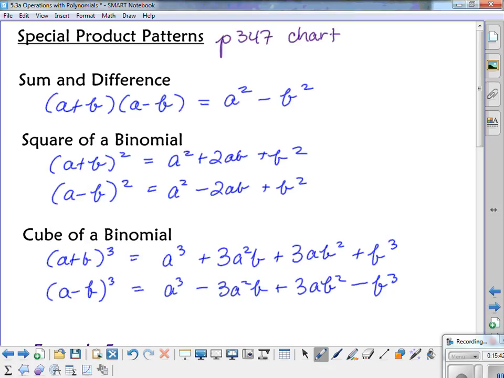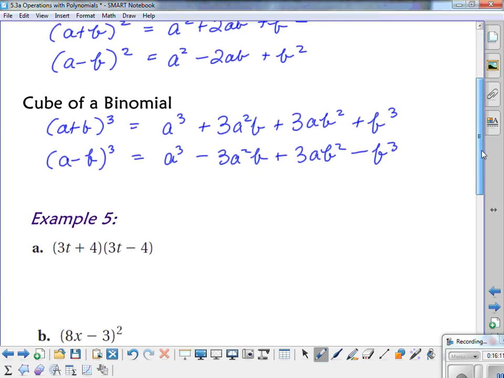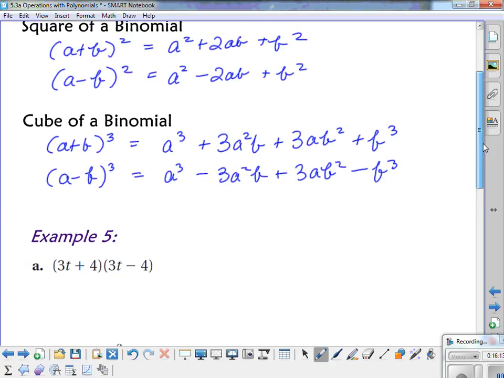Okay? Now, if you have a hard time memorizing this, what can you do? How could you figure it out if you don't remember the pattern? Just multiply it out. Okay? So it's not the end of the world if you can't remember the pattern. You just multiply. If it was x plus 3 cubed, you would just do x plus 3 times x plus 3 times x plus 3. Okay? The pattern just saves you some time. All right? So some samples of each one.